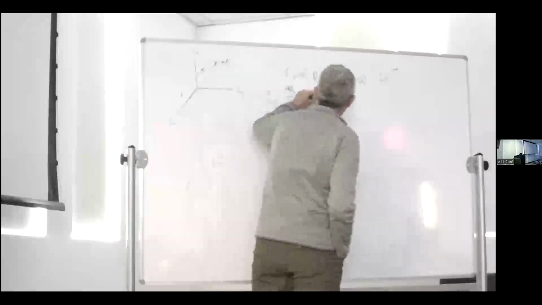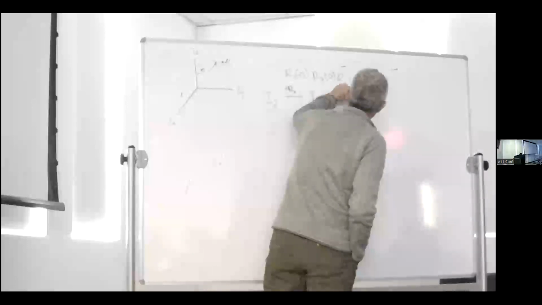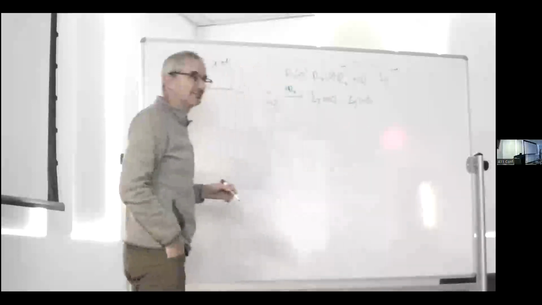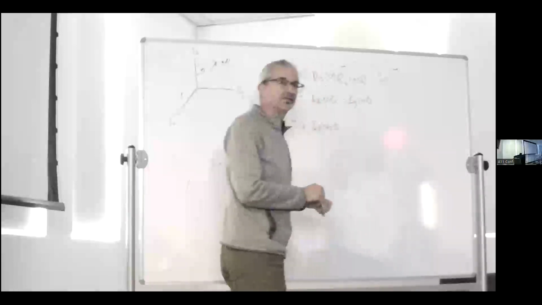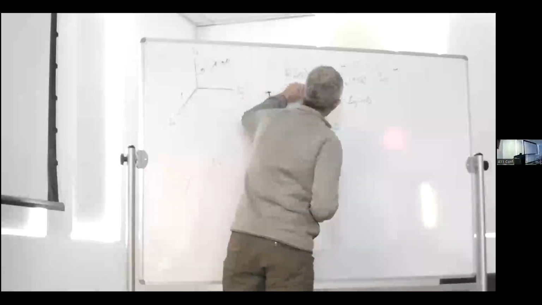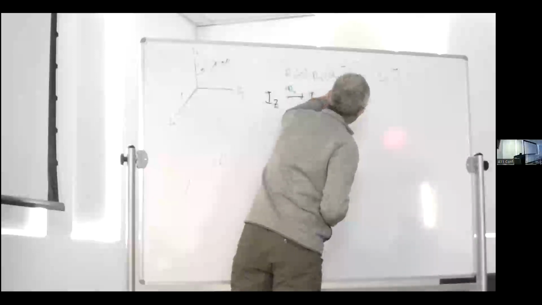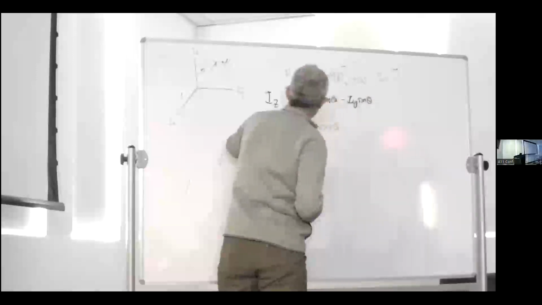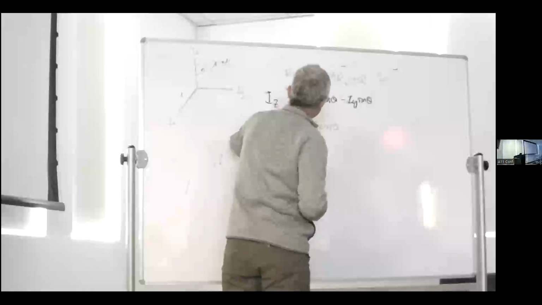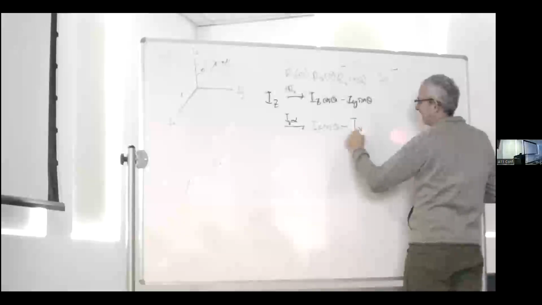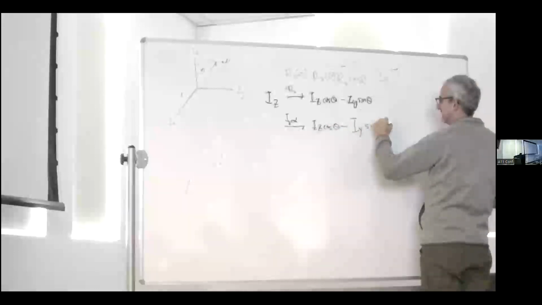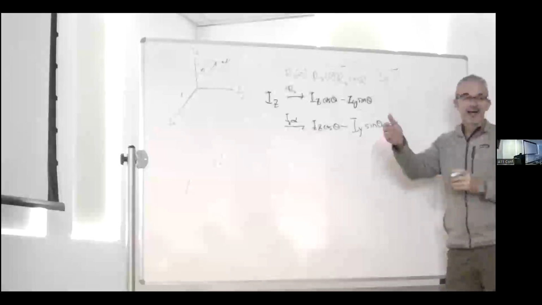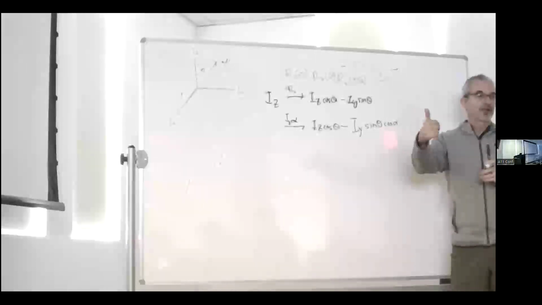Okay, in that case, this becomes IZ cosine theta, and then minus IY sine theta. And now we have to rotate around Z by alpha, so nothing happens here. IZ cosine theta minus IY sine theta. And then we rotate by alpha around Z. IZ cosine theta minus IY sine theta cosine alpha. And then minus IY will rotate towards plus IX.